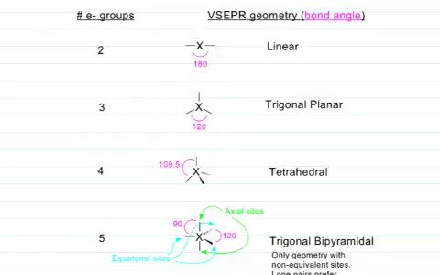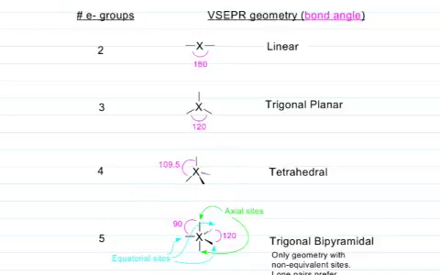Now once we get into the 4 electron groups, that's when we start seeing things going out of plane. We get the solid wedge and the broken wedge. So our first one will be the tetrahedral. The tetrahedral has an angle of 109.5 all around.